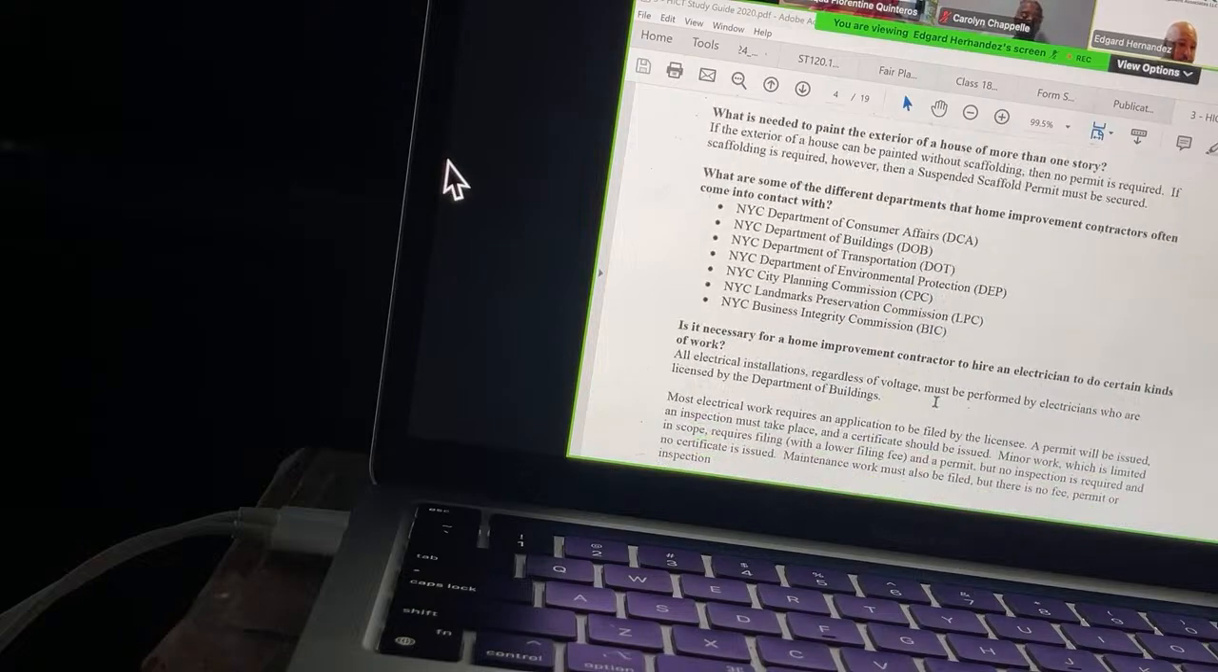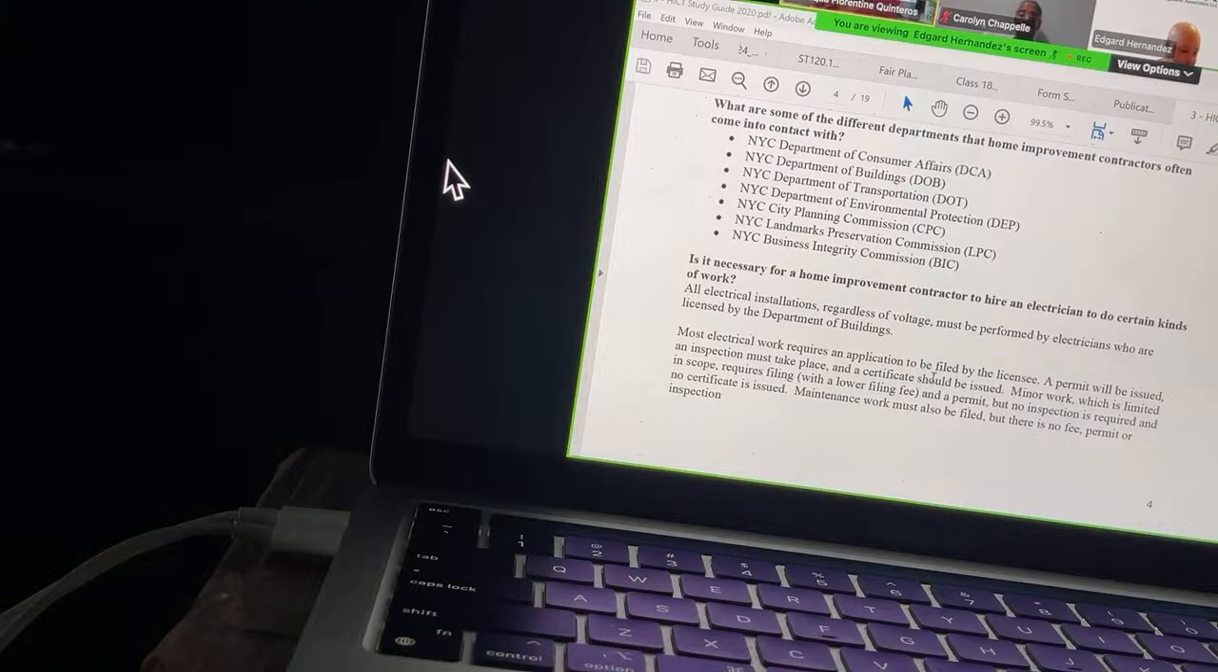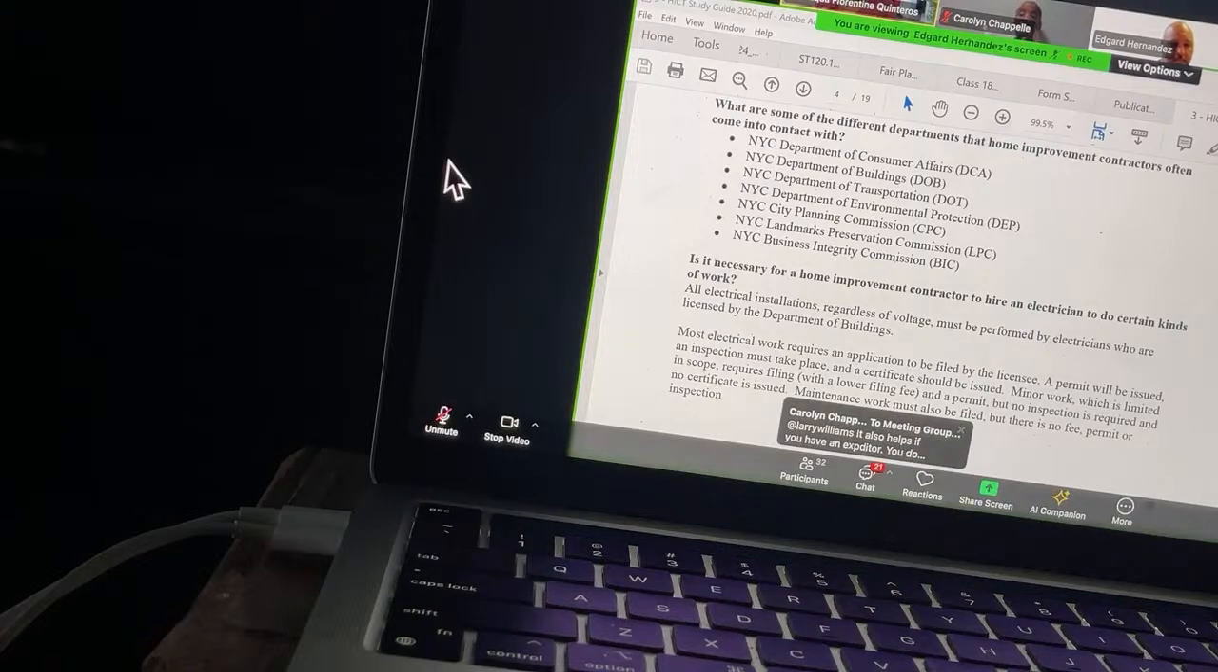Let's continue, please. What are some of the different departments that home improvement contractors often come into contact with? New York City Department of Consumer Affairs, DCA; New York City Department of Buildings, DOB; New York City Department of Transportation, DOT; New York City Department of Environmental Protection, DEP; New York City Planning Commission, CPC; New York City Landmarks Preservation Commission, LPC; New York City Business Integrity Commission, BIC.